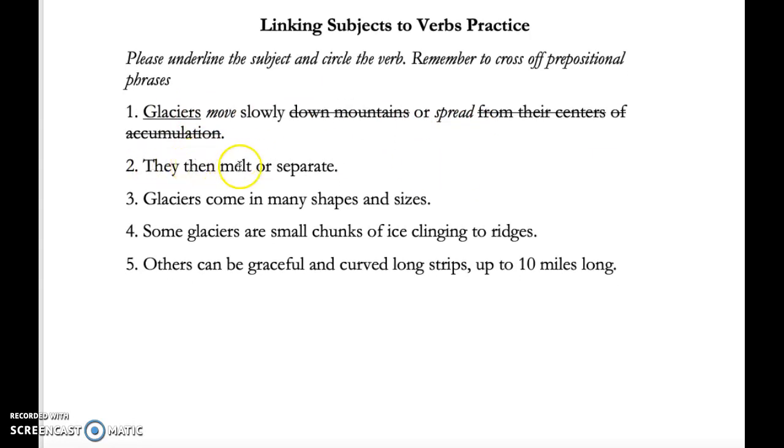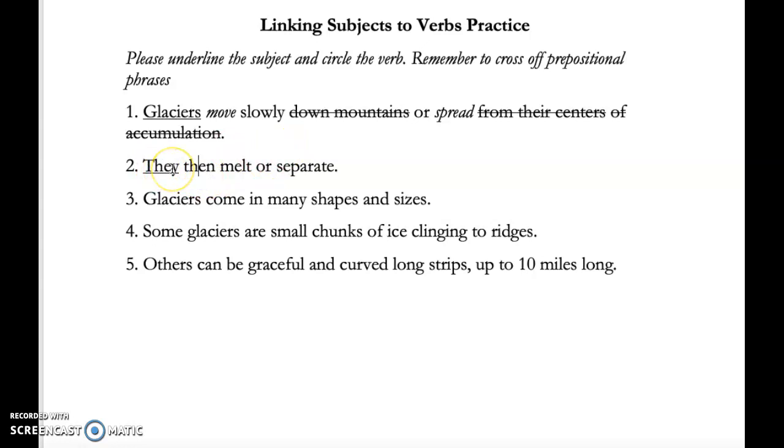They then melt or separate. Now in this sentence, there are no prepositions, so we can't cross anything off. Now, notice as well that we have an or, so we know that there will be a compound verb. So in this case, the subject of the sentence is a pronoun, which is they. Oopsies, I did that wrong. That should be like that.